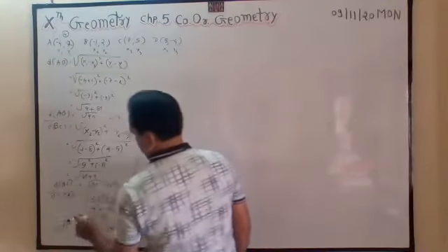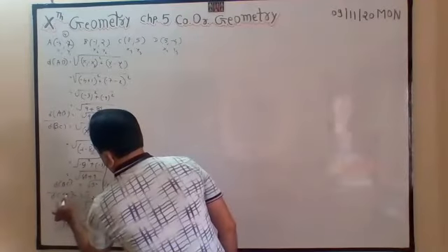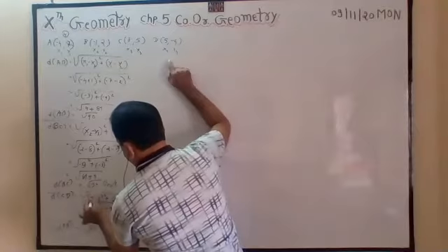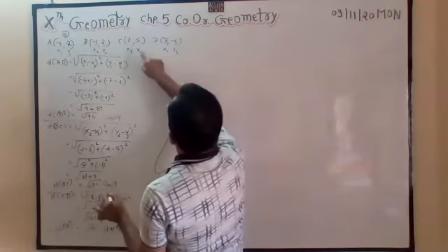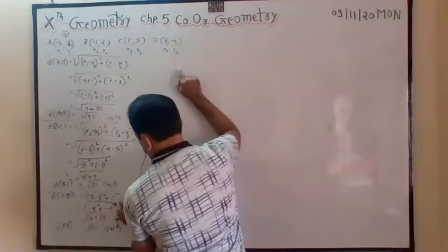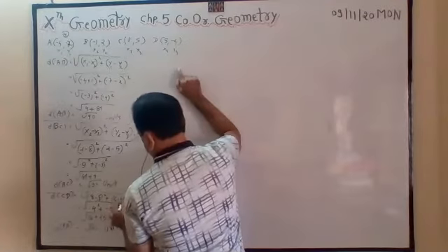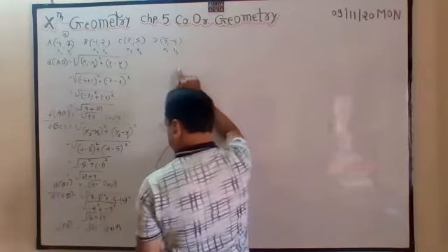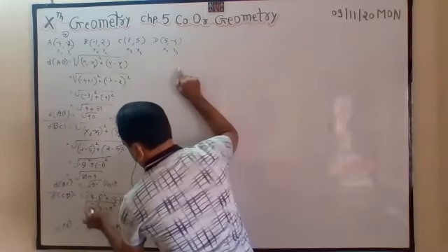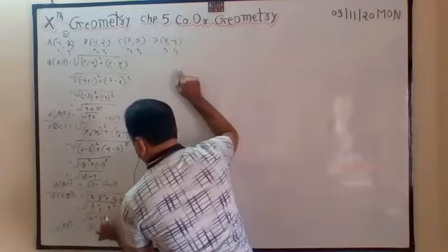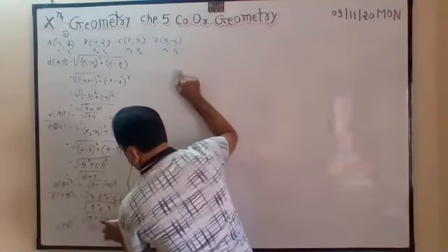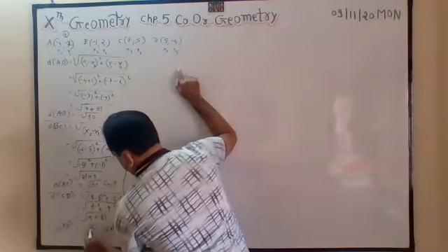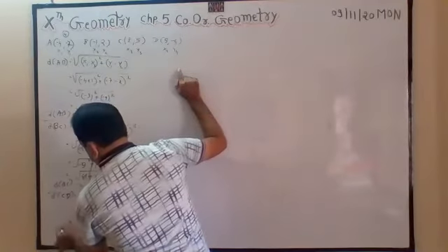Distance AB, distance BC, distance CD. C and D, 8 minus 5, 5 minus minus 4. So this is 3 only. 3 3s are 9, 9 9s are 81. This is under root 90. CD.